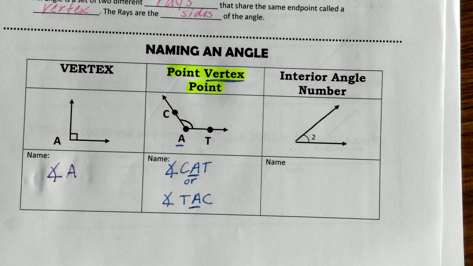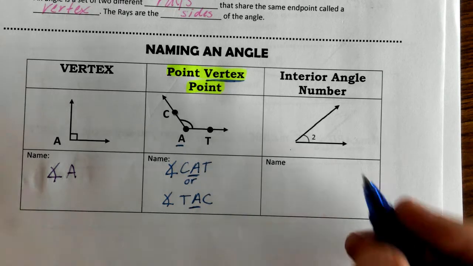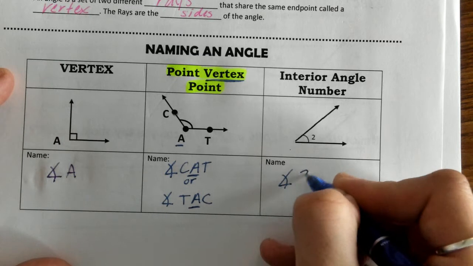Another way, you don't see it very often, is going to be that interior angle number. If you take a look, the 2 that is inside this angle does not have a degree sign on it. Does everybody see that? It's just the number 2, no symbols. That is saying angle 2. So this would be angle 2.